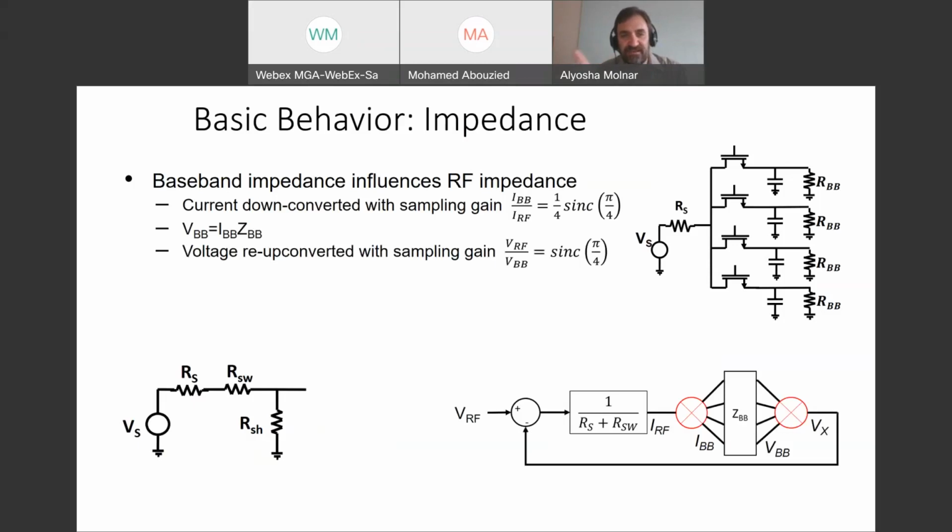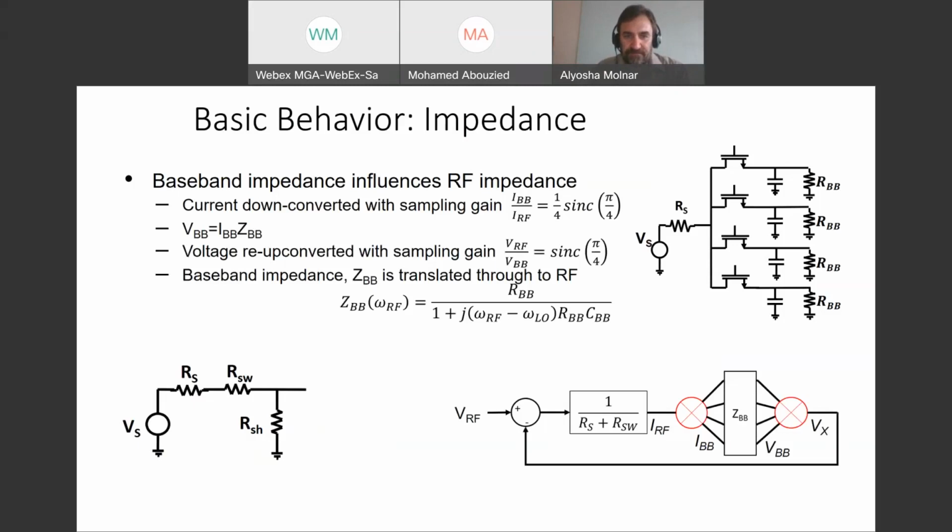And so you can analyze this as essentially a feedback problem where the baseband impedance is in the feedback loop. And each of these down and up conversions comes with, again, that same sampling loss function, that sinc function. So if you look at what the baseband impedance is, if it's a simple RC, as I'm showing here, you can compute it. It's just basic math. But then when it's up converted, it's modified by essentially a sampling factor, which you can compute from the sinc function.